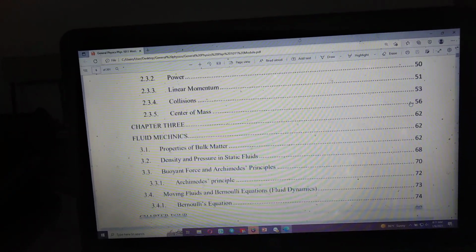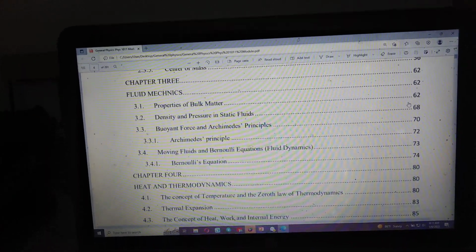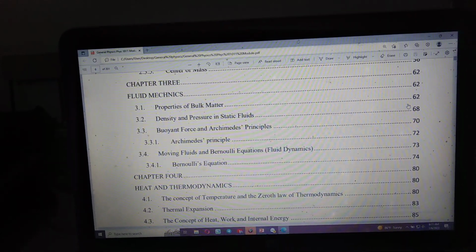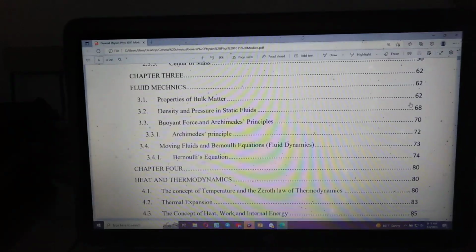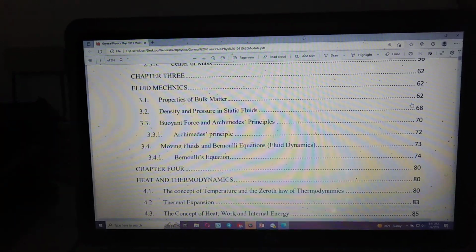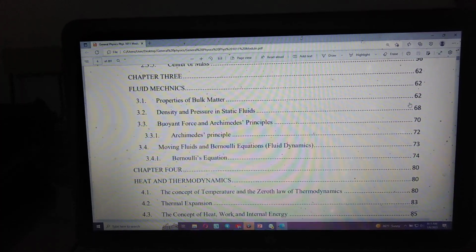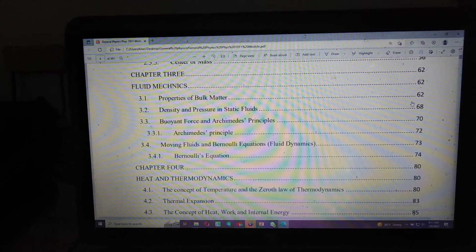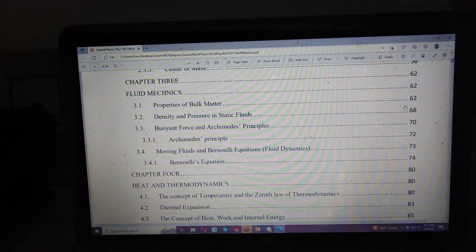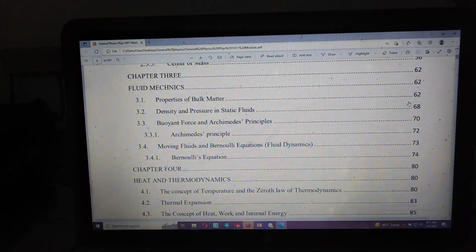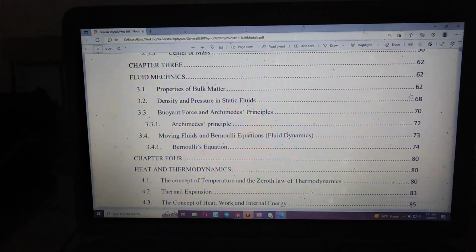Then we will start chapter 3, fluid mechanics: properties of bulk matter, density and pressure in static fluids, buoyant force and Archimedes' principle, moving fluids and the Bernoulli equation in fluid dynamics, and the Bernoulli equation by itself. These are categorized under fluid mechanics.